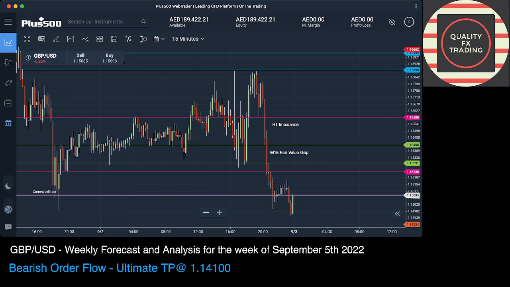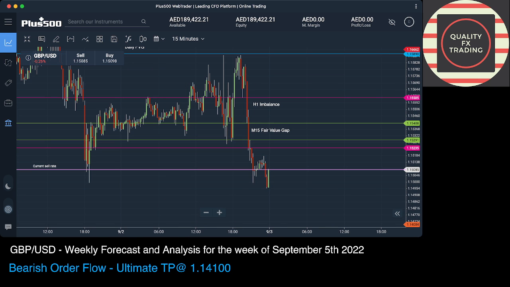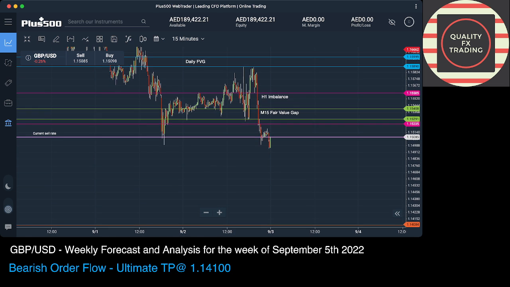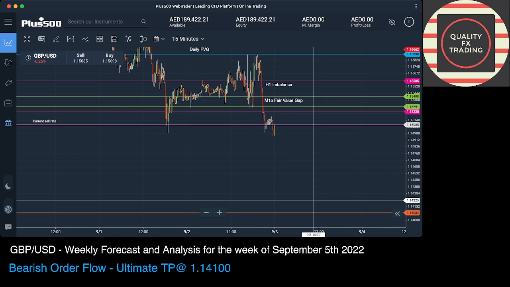So this is a scenario where we can expect the price to retrace to the upside in the form of a correction into this 1 hour imbalance, and then we can expect price to go to the weekly ultimate target profit at the 1.14100 level.